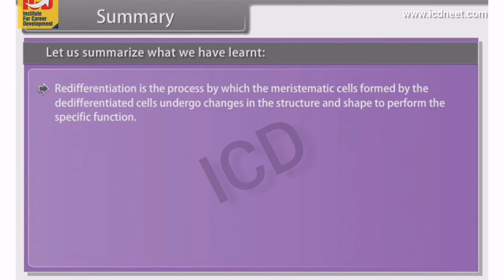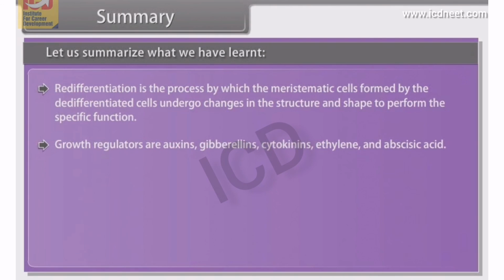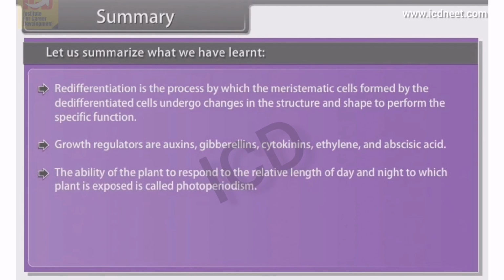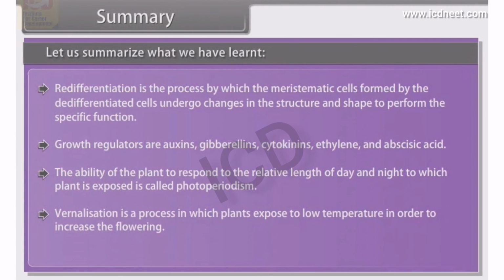Redifferentiation is the process by which the meristematic cells formed by the dedifferentiated cells undergo changes in the structure and shape to perform a specific function. Growth regulators are auxins, gibberellins, cytokinins, ethylene, and abscisic acid. The ability of the plant to respond to the relative length of day and night to which the plant is exposed is called photoperiodism. Vernalization is a process in which plants are exposed to low temperature in order to increase flowering.